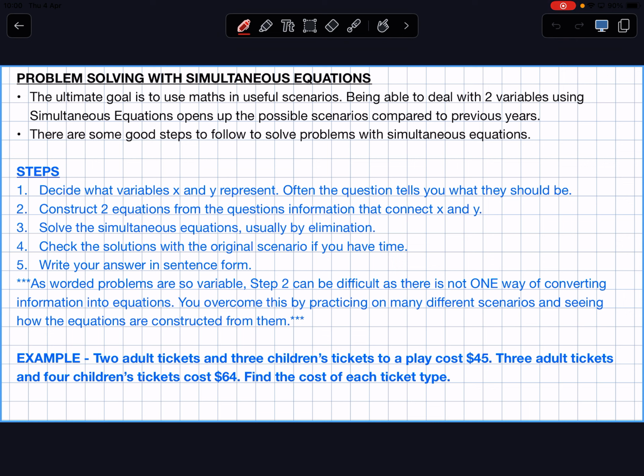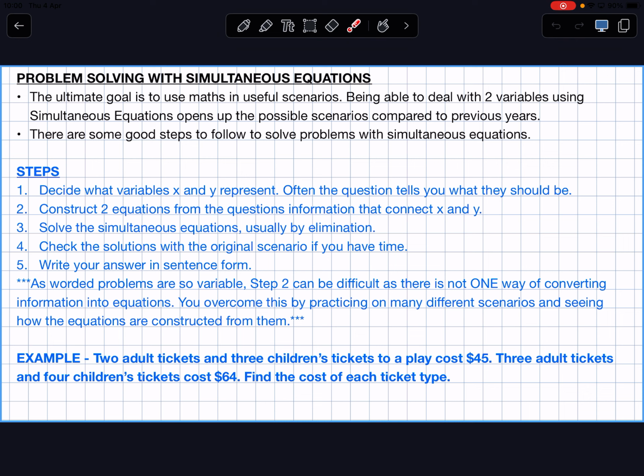These are below. So what I suggest you do: one, decide what variables x and y represent. Often the question tells you what x and y should be. Two, you need to make two equations from the question information connecting x and y. Three, solve the simultaneous equations. I'm saying usually by elimination. For our test, use elimination. Four, check the solutions with the original scenario if you have time.